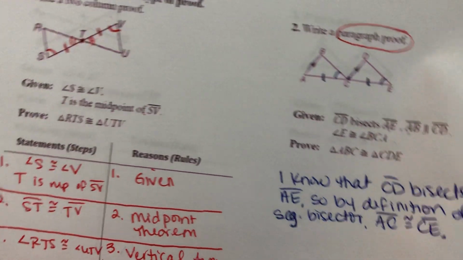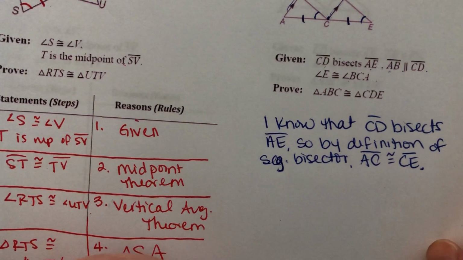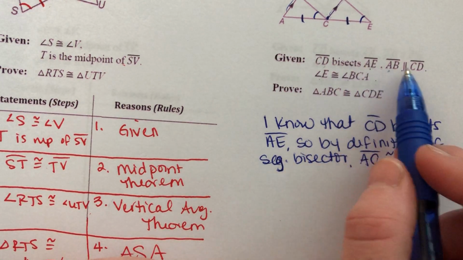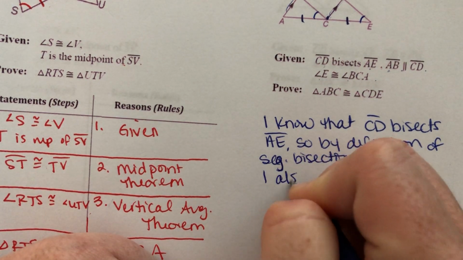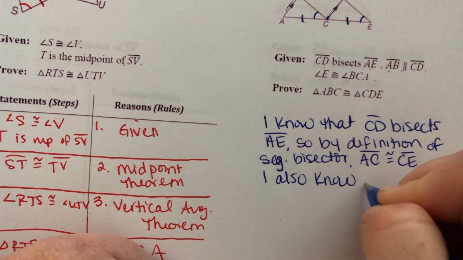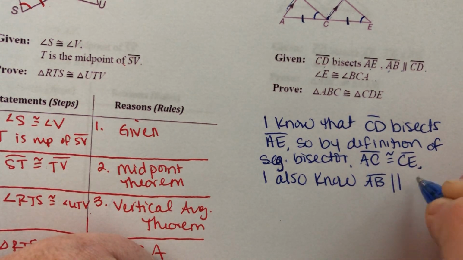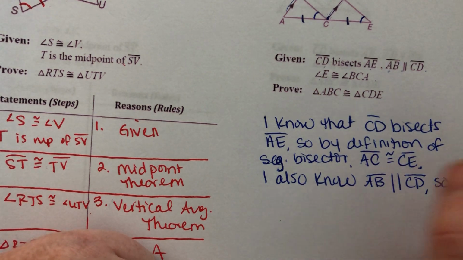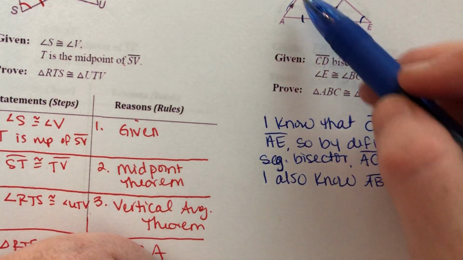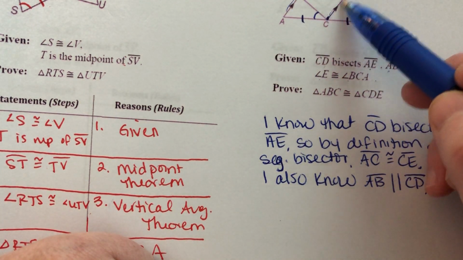I just have to write an entire kind of paragraph listing this stuff out. Okay, so that was based off the first part here. Then it tells me AB and CD are parallel. I also know AB is parallel to CD. So what does that tell me? What can I come up with based off of the fact that this line is parallel to this line?